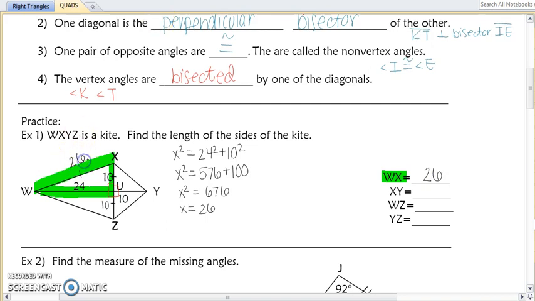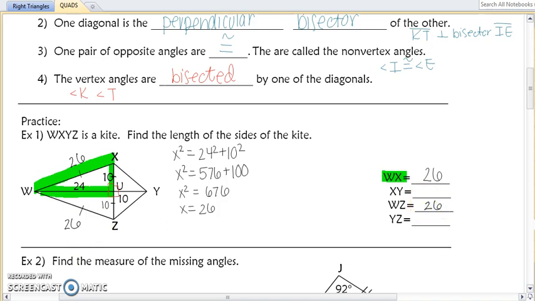Now in a kite, we know that we'll have two pairs of consecutive sides congruent. So if we know WX is 26, this measure will also be 26. Mostly because we have the same leg measures, creating that other right triangle on the bottom. So we can also conclude that W to Z is 26.